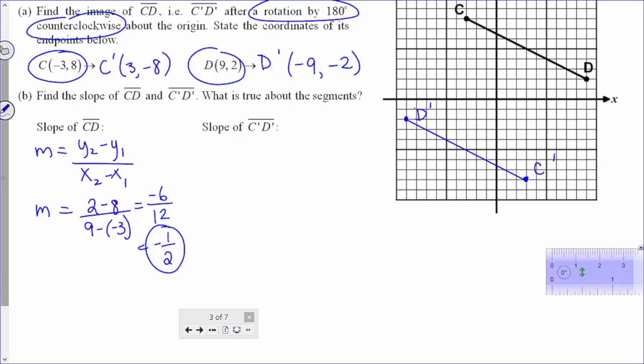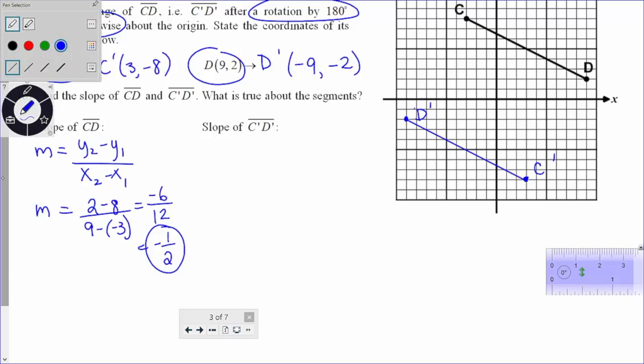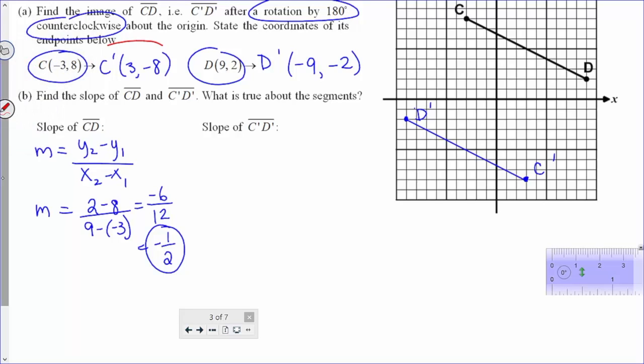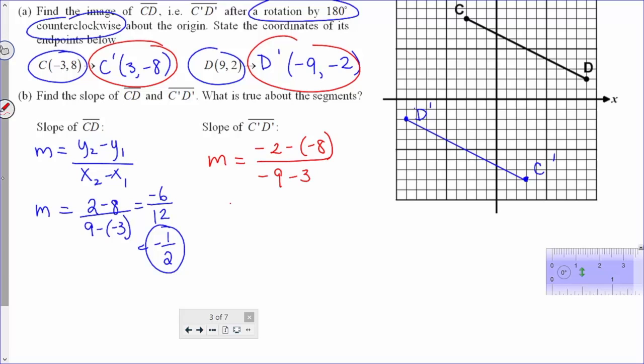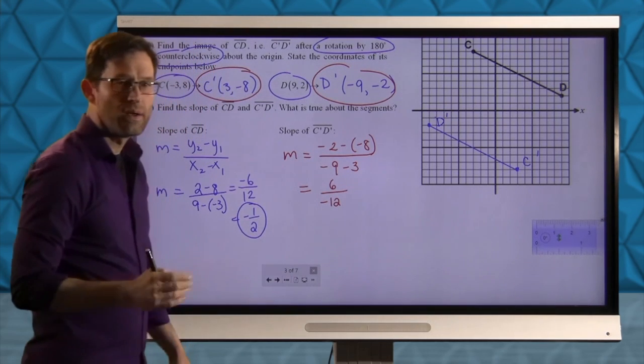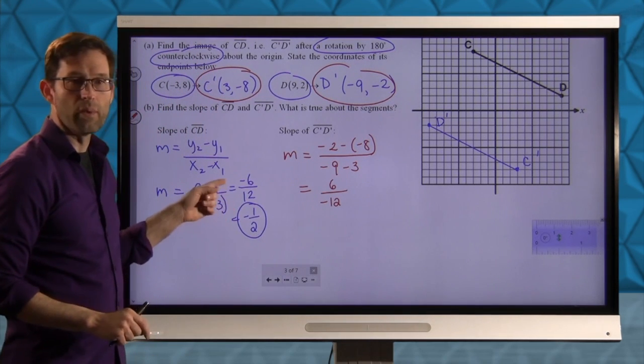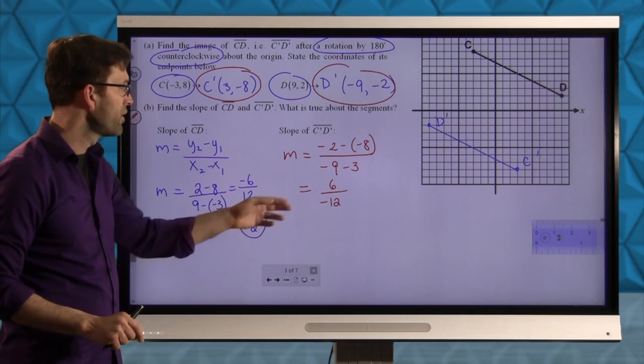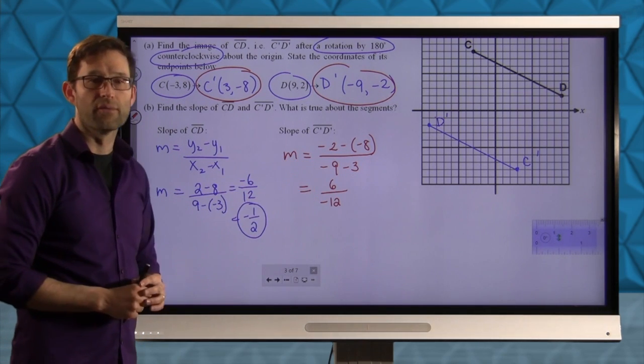And now let's do the slope of C prime, D prime. Maybe do this one in red so that we can circle these two. In this case, we'll skip right to the calculation. I'm going to have negative 2 minus negative 8 in the numerator, and negative 9 minus 3 in the denominator. That'll give me a positive 6 in the numerator and a negative 12 in the denominator. Now, as a little side note, previously we had a negative 6 divided by 12. Now we have 6 divided by negative 12.